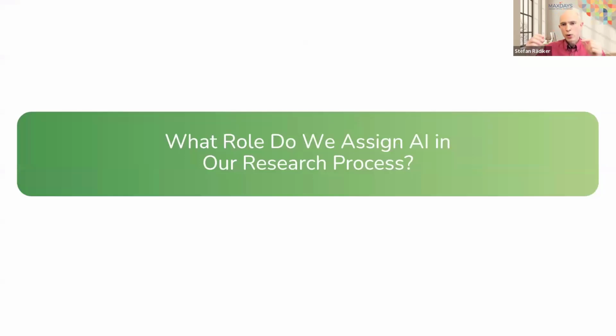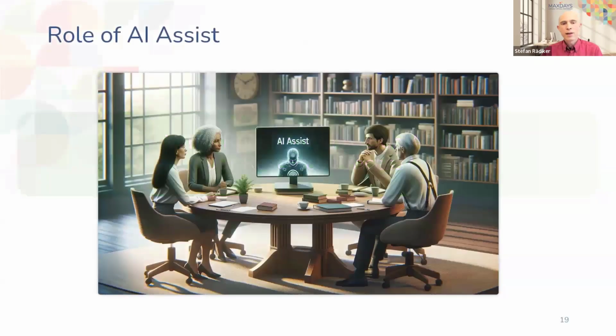Highly connected with the question on methods relations is the question, what role do we assign AI in our research process? And at the MAXQDA International Conference in Berlin, I already presented this image, but I think it's still a valid image because I see AI Assist as a virtual assistant, not like a robot figure, but comparable to a team member in a hybrid conference.